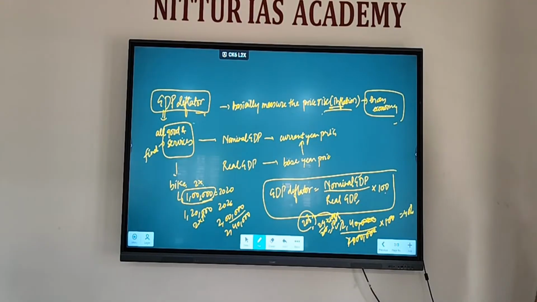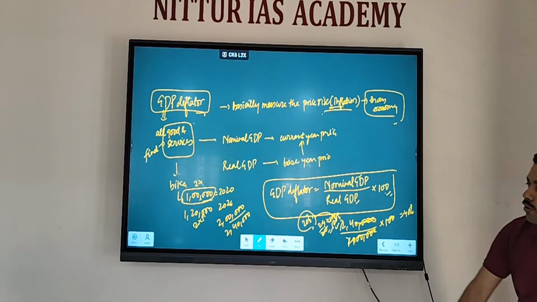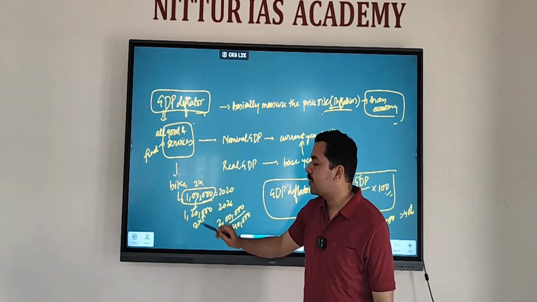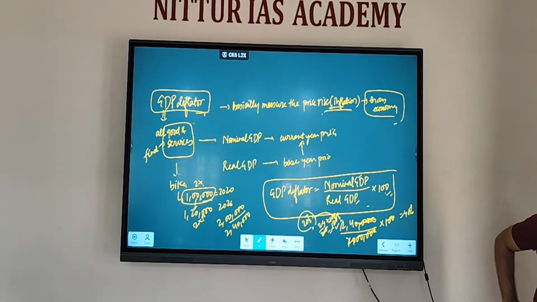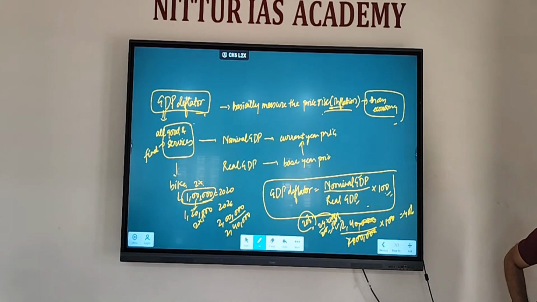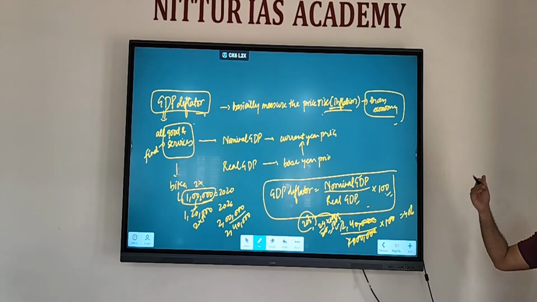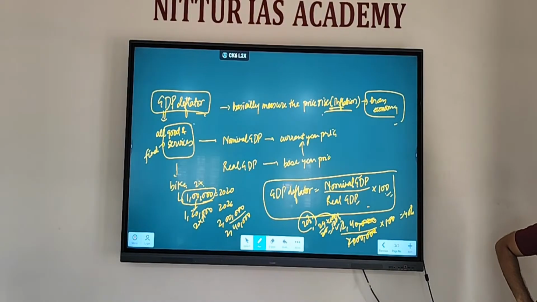Clear? Any doubt regarding this one? So this is how you are going to find it. How much increase is happening? A 20% increase is happening in price. This can be calculated through the GDP deflator. So the GDP deflator measures the price rise or inflation. How are we calculating it? Through this formula: nominal GDP divided by real GDP into 100. Clear? Any doubt regarding this particular part?